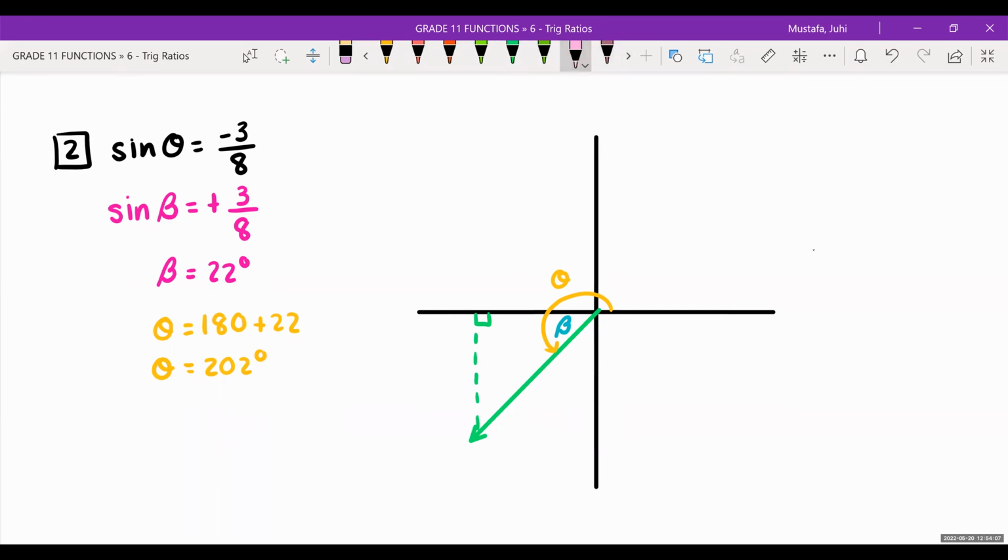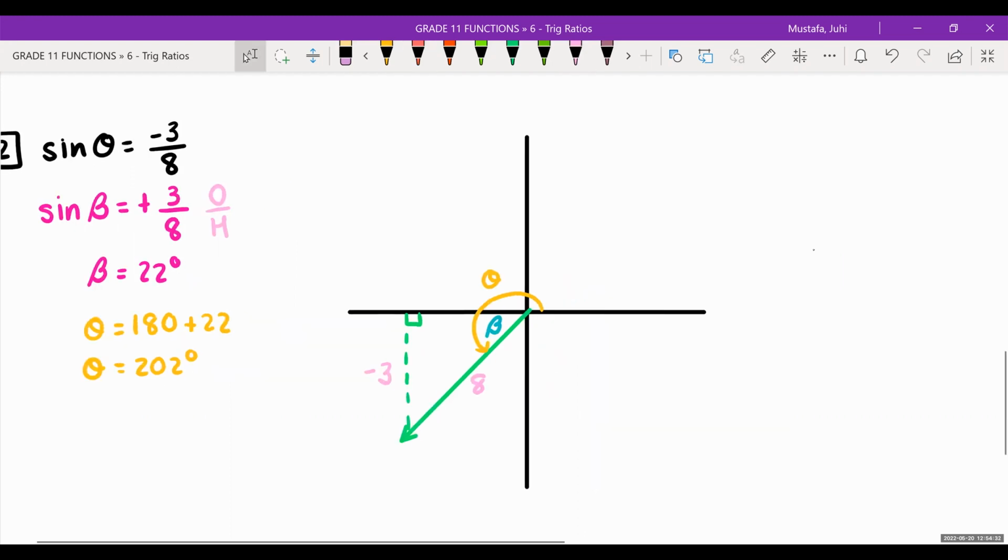So remember, sine is opposite over hypotenuse. That means opposite is the number 3, and the hypotenuse is the number 8. And which one of these numbers will be negative? The 3 will be negative. It really depends on where the line is. So if the line is going down, that will be negative.